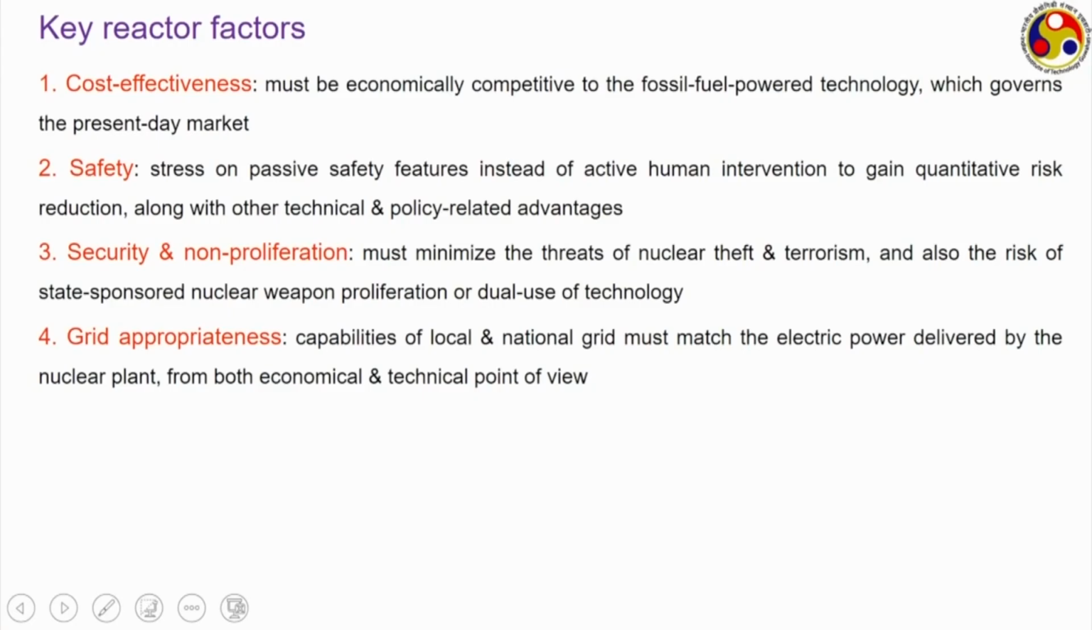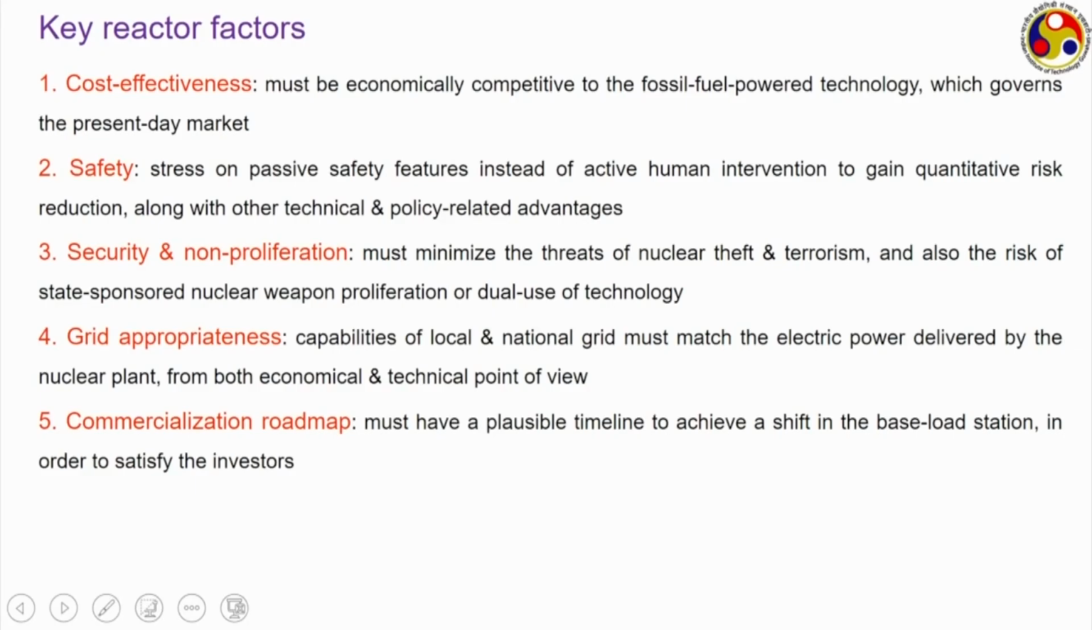Therefore, the electrical power that is going to be delivered by the nuclear plant to the grid should be compatible with the grid, and both the national and the local grid should be capable enough of receiving that power. Both economical and technical factors are involved in this, and that is also important from an engineering point of view.